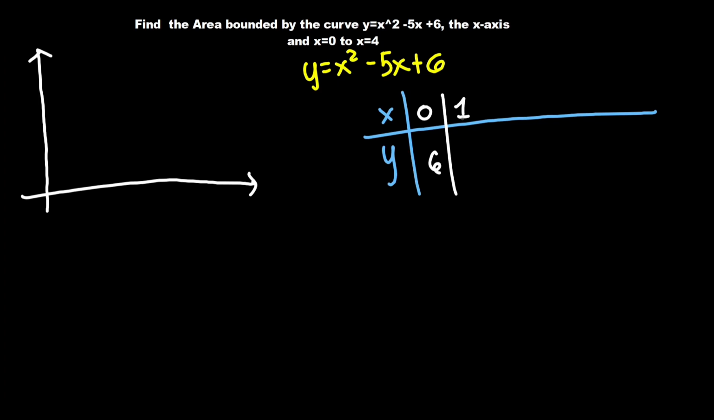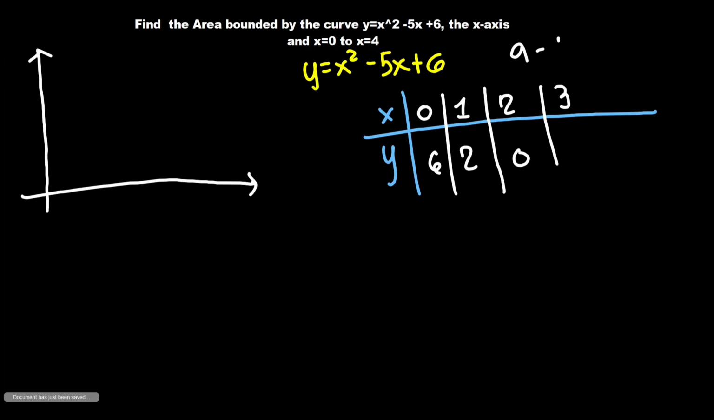If x here would be equal to 1, the value of y right here would be equal to 2. If x here would be equal to 2, so substitute it. 2 squared is 4 minus 5 multiplied by 2, which is 10, plus 6. So this would equal 0. If x here would be equal to 3, so this would be 3 squared, which is 9, minus 15 plus 6. It will also be equal to 0.